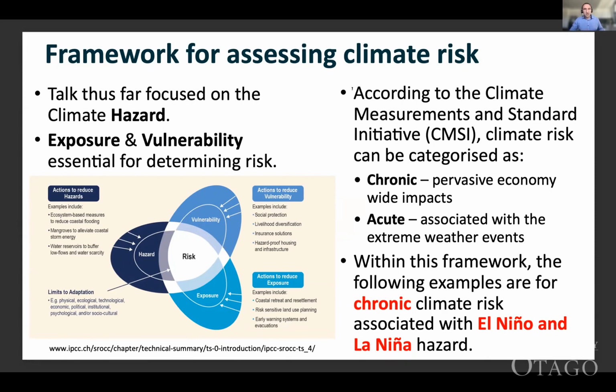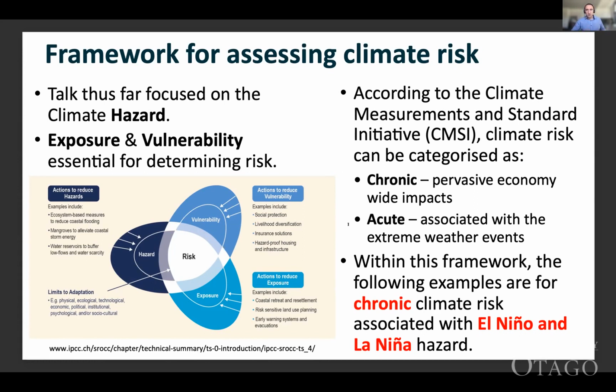A further classification of climate risk is that of being either chronic or acute. Chronic risks are these pervasive, all-encompassing impacts across the economy, such as how wet bulb temperatures influence labor productivity. Acute risks are the ones that maybe most people would associate with climate risk, and that are associated with extreme events: more high wind events, more floods, more fire, more tropical cyclones, or more intense versions of them, maybe they become less frequent.